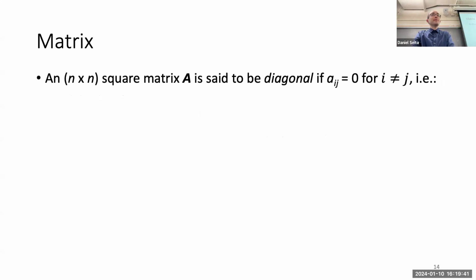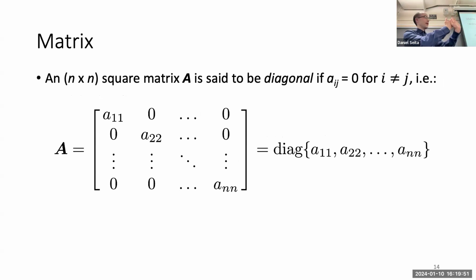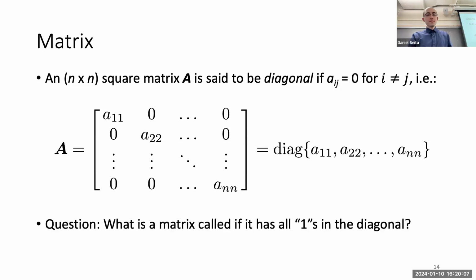Yep. And another special case of a matrix is when we have a diagonal matrix. That means that all the off diagonals are 0. And that way we can more compactly, well, maybe more compactly write the matrix like that. It's like diag with all the diagonal entries there. What if it's all ones on the diagonal? What's it called? Yeah, identity matrix.